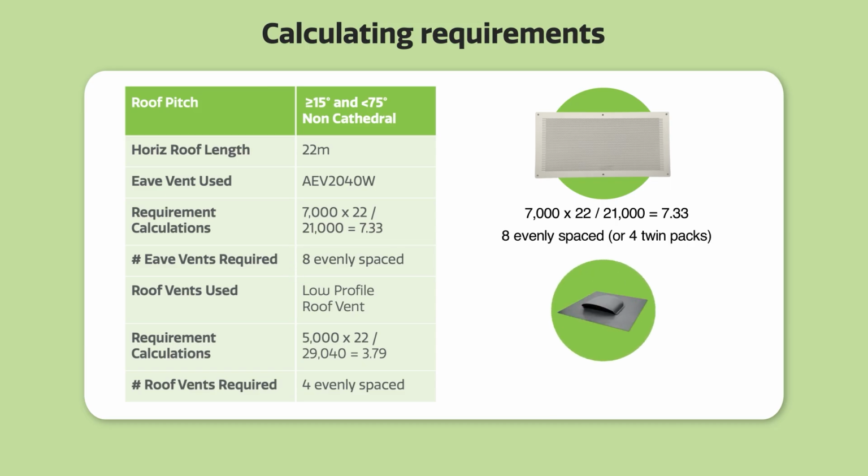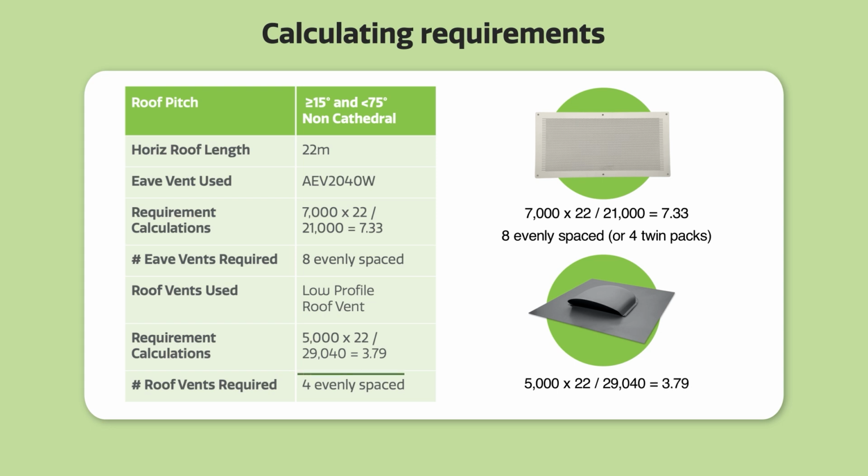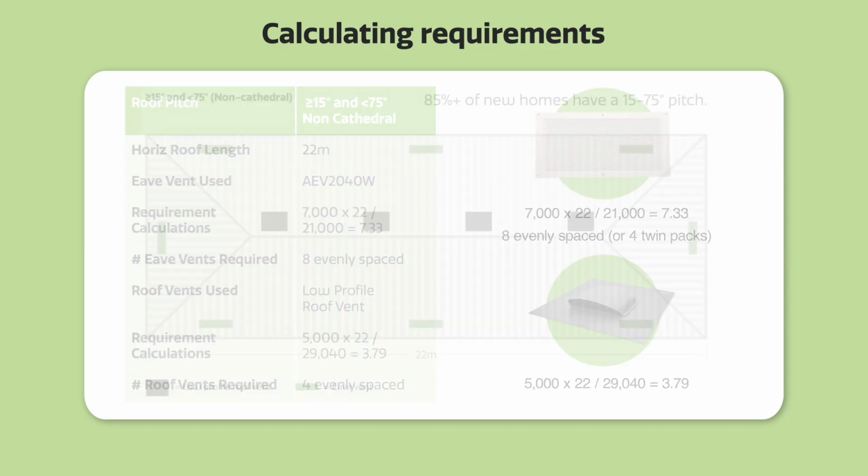And to calculate the number of low profile roof vents required, we calculate 5,000 multiplied by 22, the length in meters, divided by 29,040. The answer is 3.79, which we round up to 4. Vents should be evenly spaced and should look similar to this.